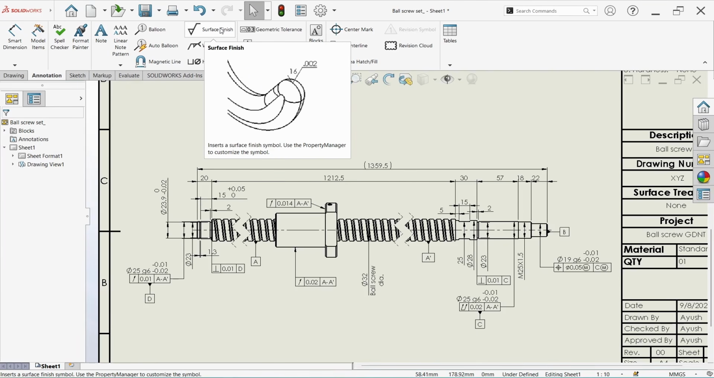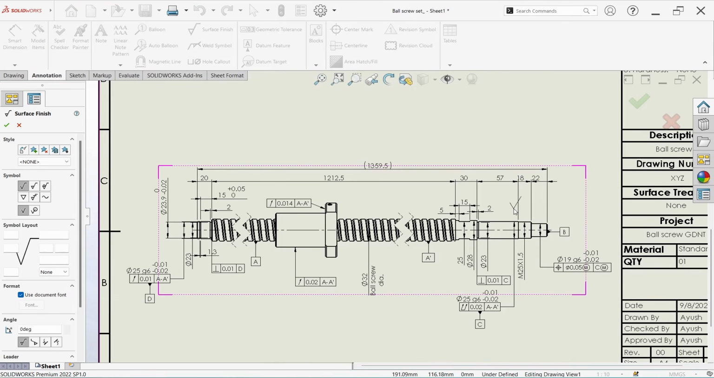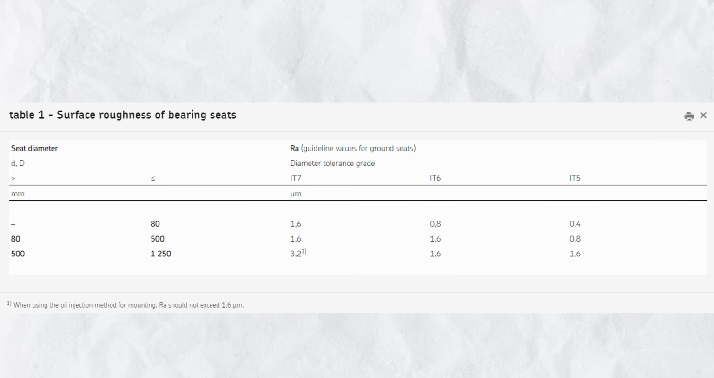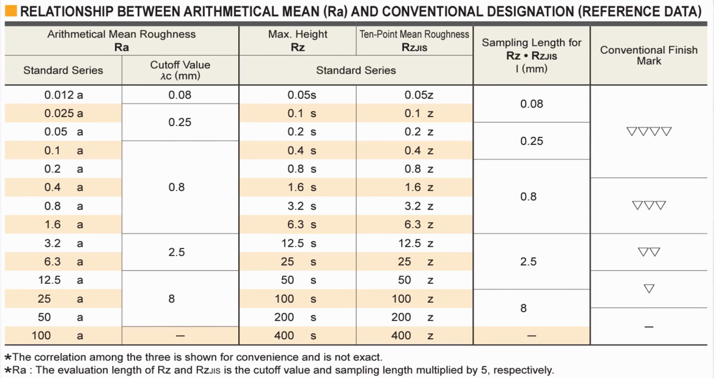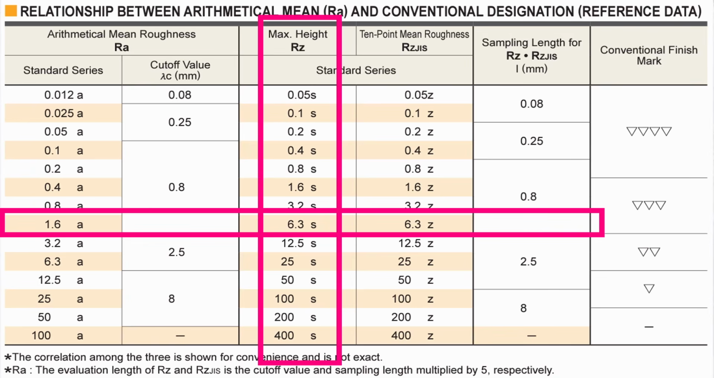So we can define the surface finish. And first we should define the surface finish over the bearing steps. So what should be the surface finish of bearing steps? According to the SKF, the surface roughness of bearing seat for diameter up to 80 mm for IT7 like H7 should be 1.6 micron, but this is an RA value. But we generally define surface roughness with RZ. So for conversion we can take this table, and for 1.6 RA we can define 6.3 RZ.